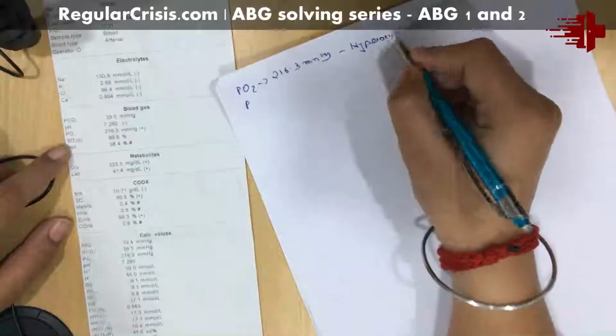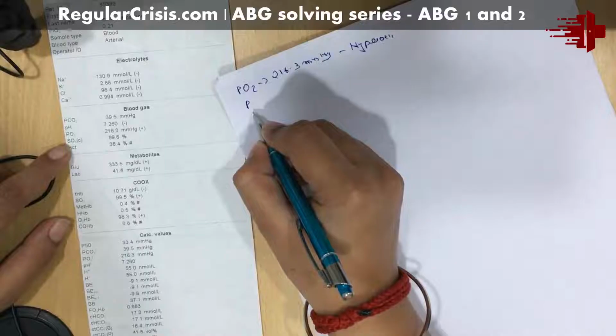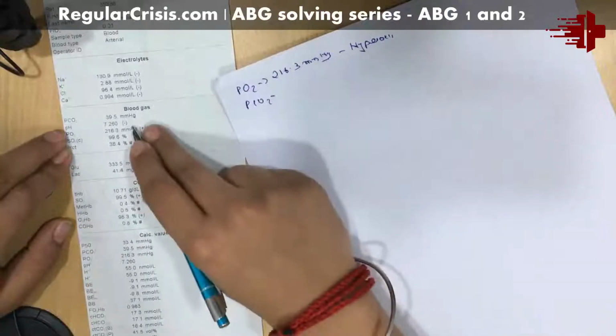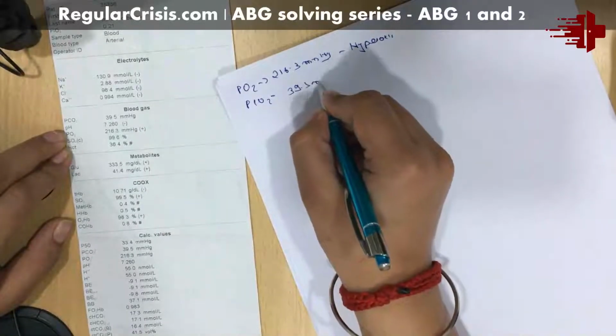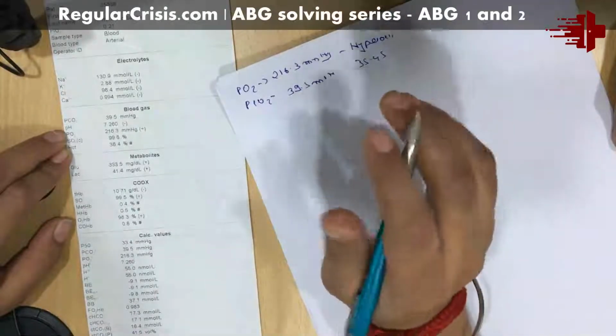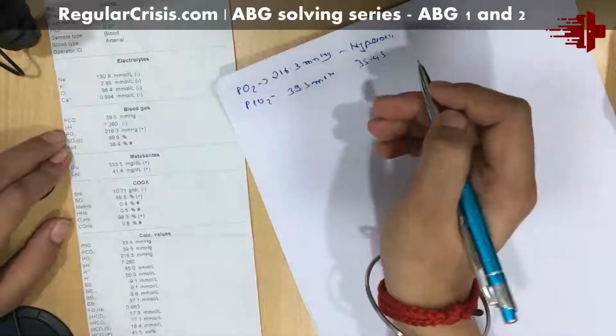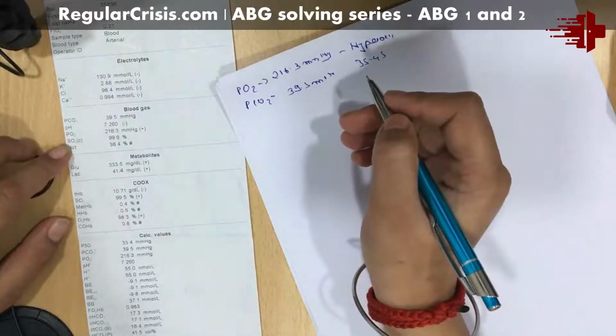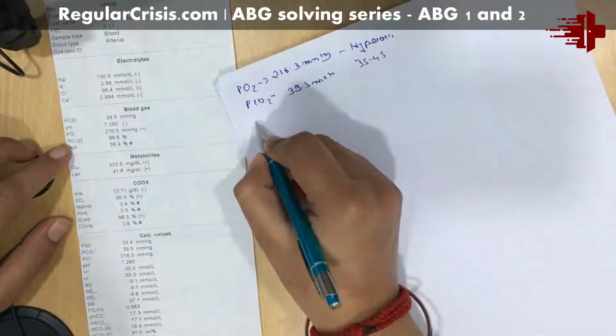Okay. So next, we'll look at the PCO2 value. The PCO2 value of this patient is 39.5 mm Hg. The normal value is between 35 to 45, so we can see it's within the normal range. It means the patient is quite comfortably set on the ventilator. Next, we look at the pH value.